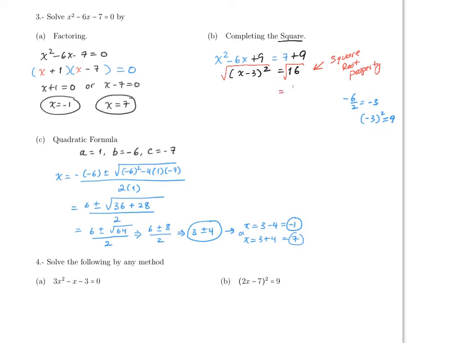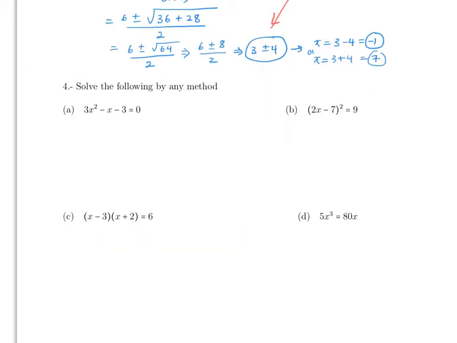On the right side, you're going to have plus or minus 4. On the left side, the square cancels the square root, so you end up with x minus 3. And then finally, you will have x equal to 3 plus or minus 4, which is exactly the same thing we got here. And you already know that this is -1 and 7, so there's no need to check again.